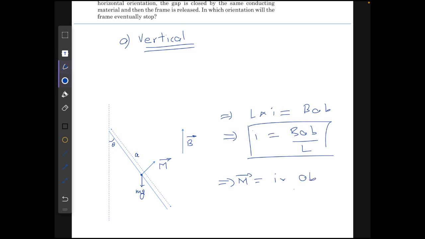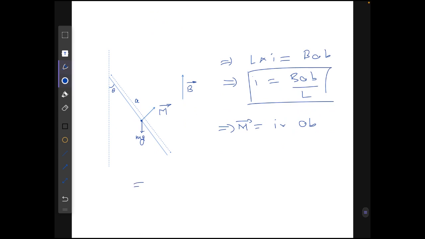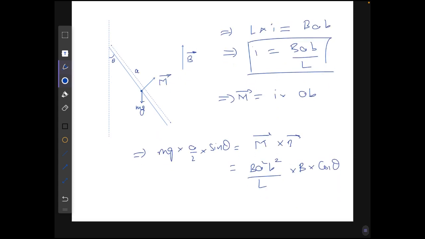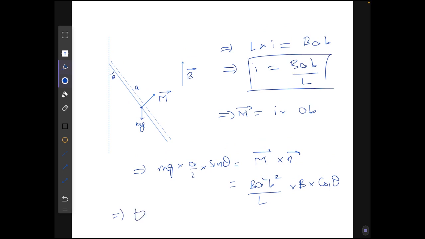And now balancing the torques in this position, what we get is mg times a by 2 times sin theta is equal to M vector cross B vector, which is equal to B squared A B squared over L multiplied by cos theta. So from here what we get is tan theta equals 2BAB squared over mgL.